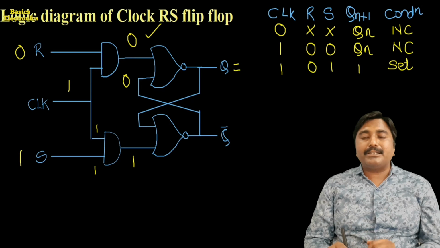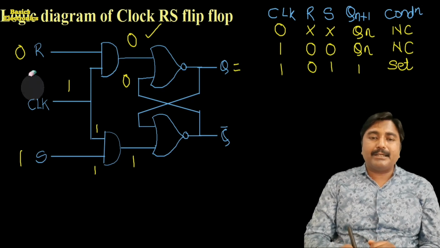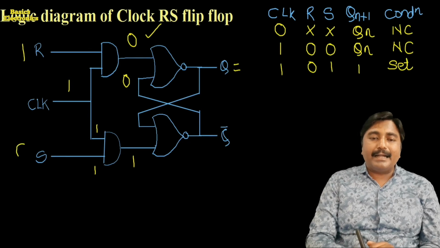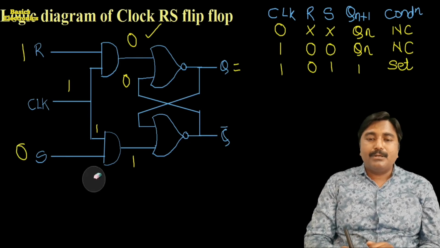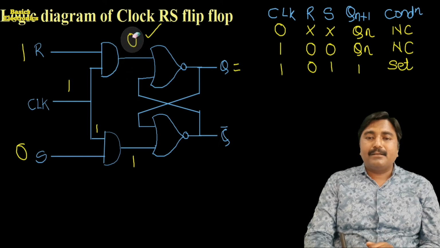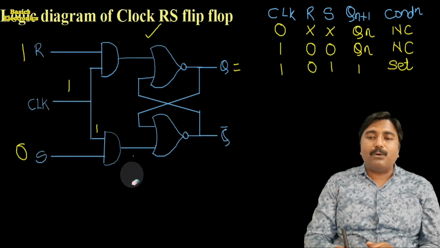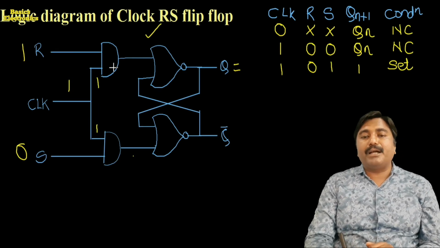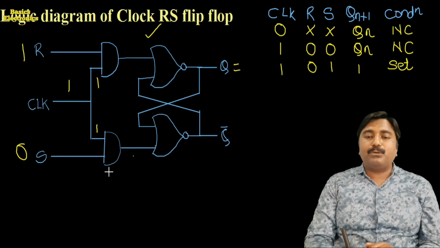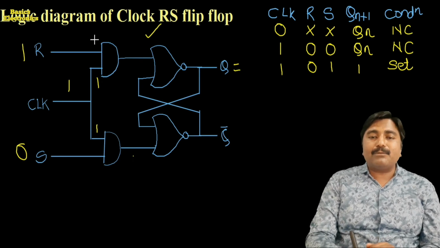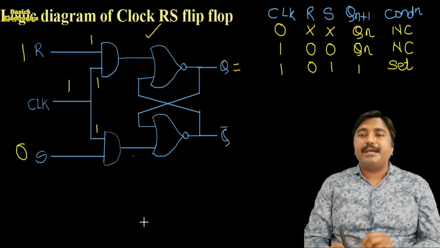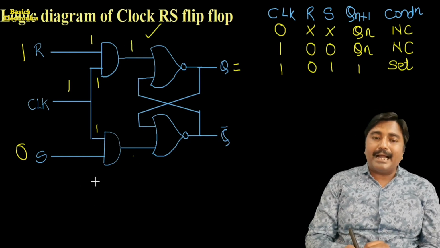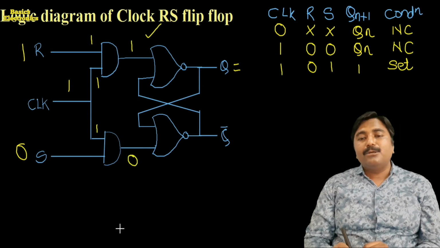Now again the clock pulse is equal to 1, but the R input is equal to 1 and S input is equal to 0. Then we see what happens in the flip-flop output condition. Now clock pulse is equal to 1, it means one input of the upper AND gate is high and one input of the lower AND gate is high. R is equal to 1, it means both the inputs of the upper AND gate are high. So the upper AND gate produces the high output and the lower AND gate produces the low output.